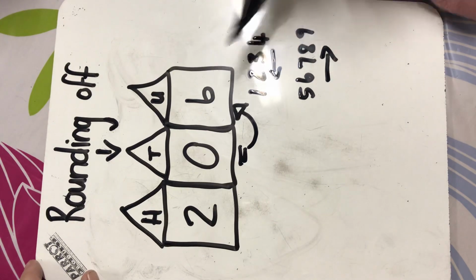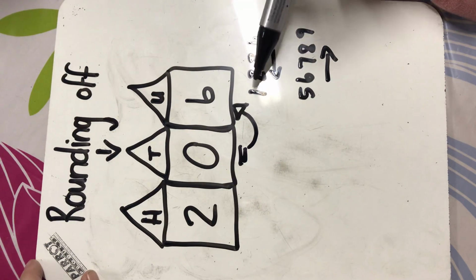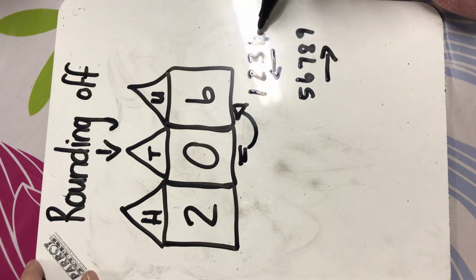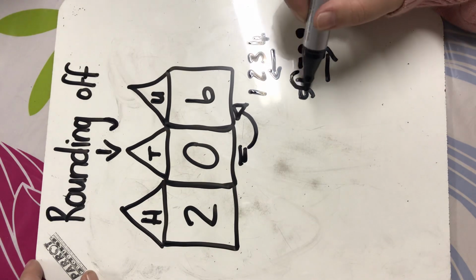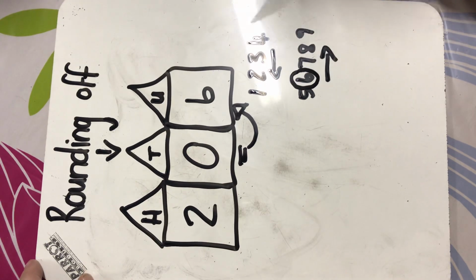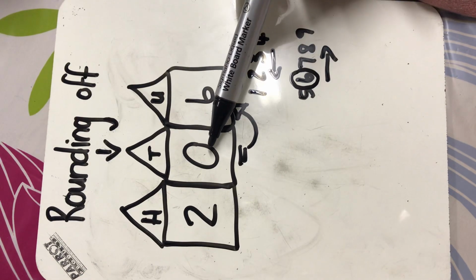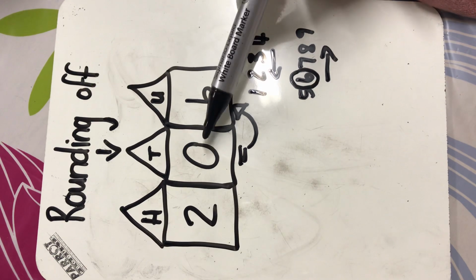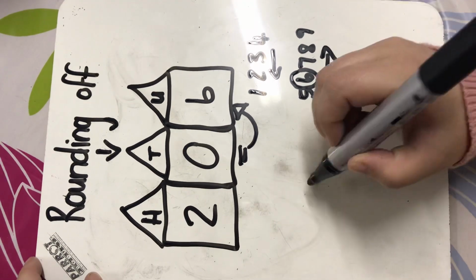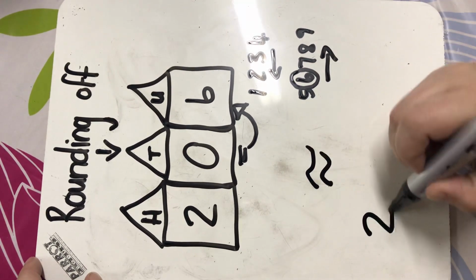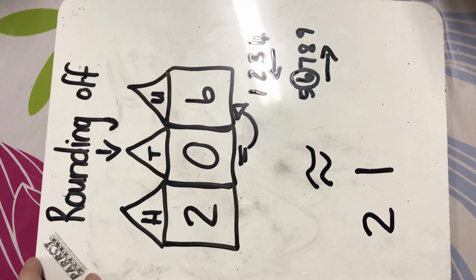Okay, so this one is a 6. Will the 10 stay the same, or will it go to the next 10? Right, it will go to the next 10. I'm hoping that's what you said. It will go to the next 10 because I got a 6. Now, what will my next 10 be after 0? What's the number after 0? If you said 1, you are correct.